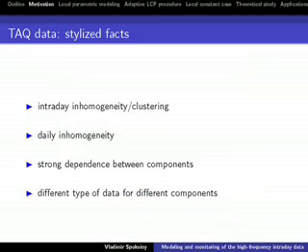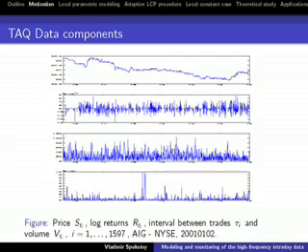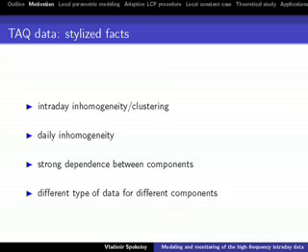So these are some stylized facts of this data. What you can see immediately is that there is a clear inhomogeneity in the data. It doesn't look really homogeneous in time. You have some clusters of high intensity and small intensity. If you do it day by day, you also realize there is a daily inhomogeneity. In different days, this looks different.